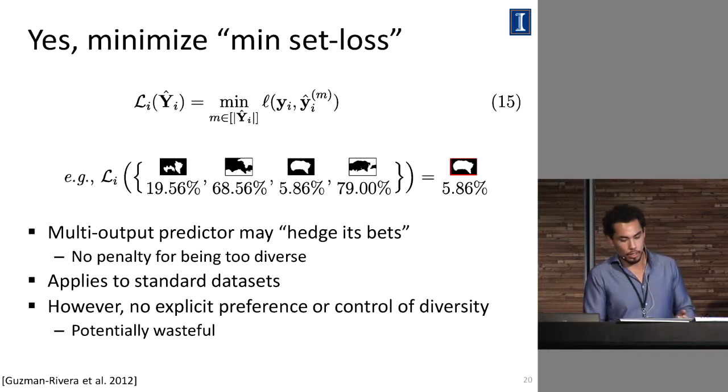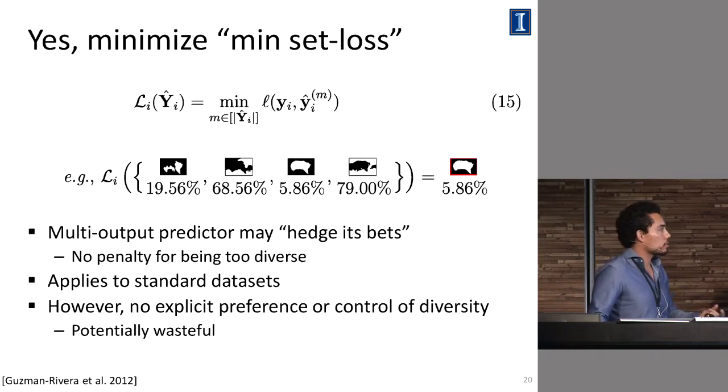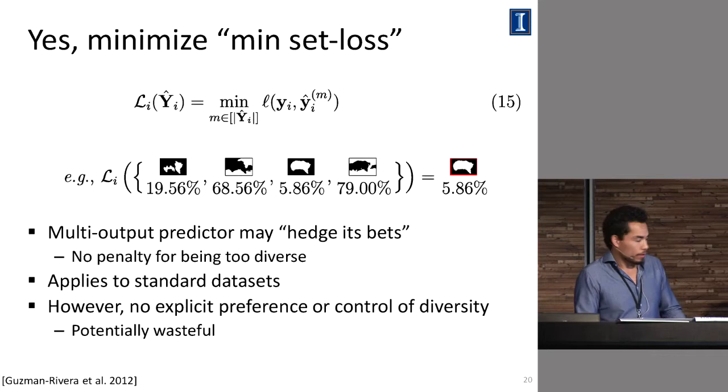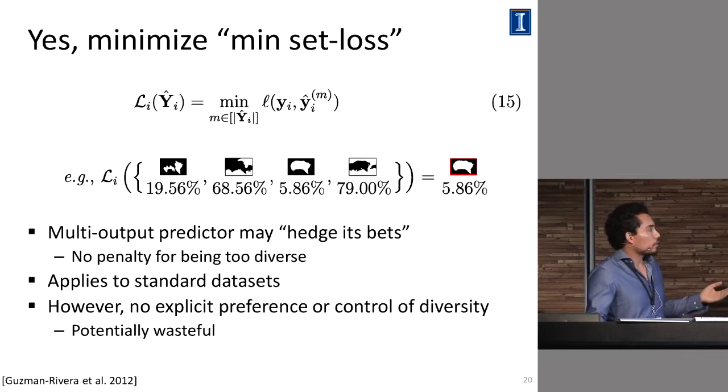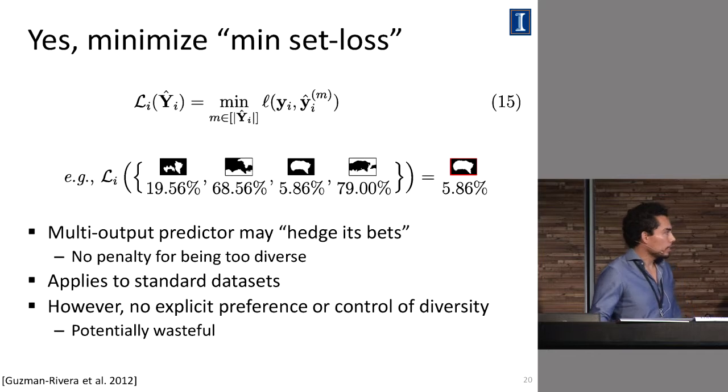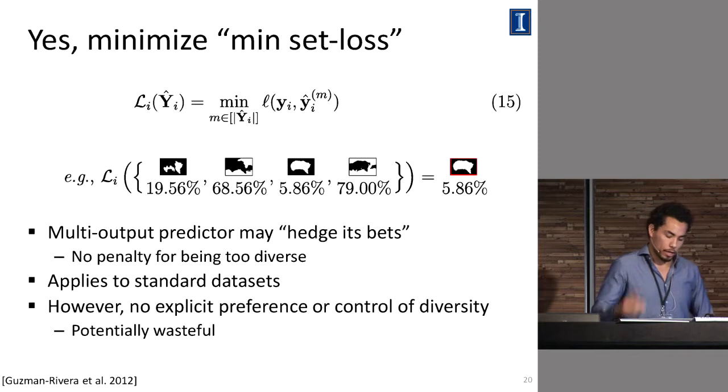What this loss says is my output, my structured tuple prediction will be penalized only for the best element according to the task loss in this tuple, right? So for example, in this segmentation task, if I have one good solution, doesn't matter what else I have there, my penalty will be low, right? We call this the min-set loss, and it has a few nice properties to it. First property is that it does not forbid diversity, right? My predictor can be very diverse, and it's not penalized for it. It also applies to standard data sets, meaning I don't need tuple labels in my data to train with this loss. I can have a standard single label data set.